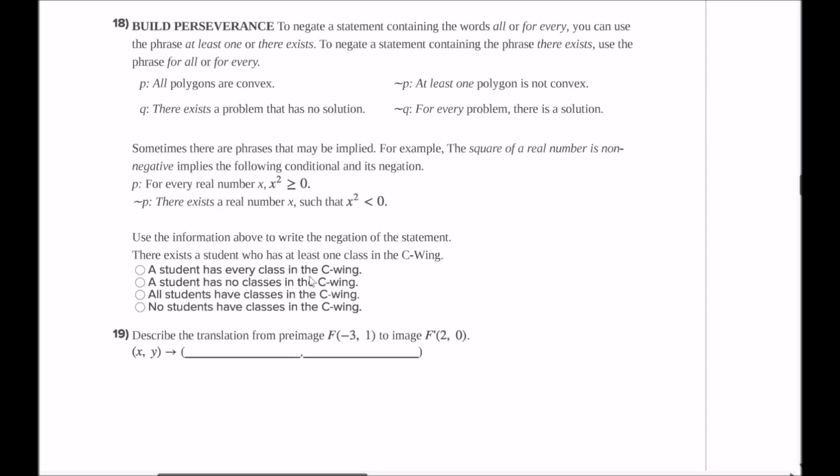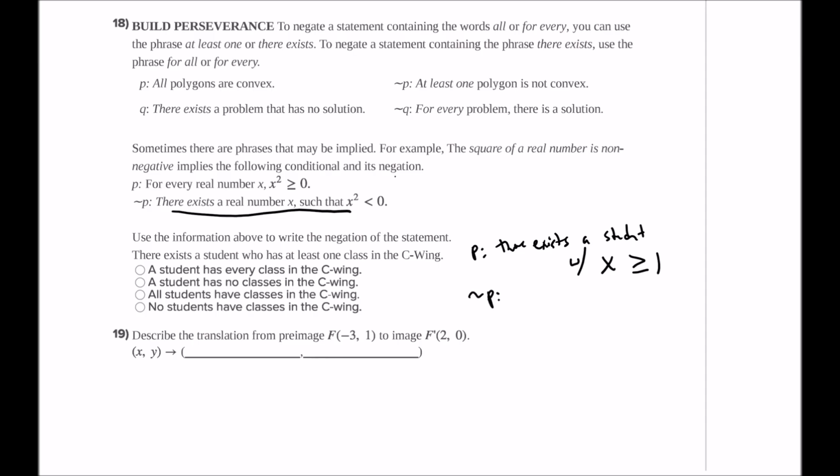There exists a student who has at least one class in the C wing. Okay, so if we wanted to do that, we would probably want to use this information right here: there exists a real number x such that x squared is less than 0. So there exists a student with at least one class. So I'm going to say there exists a student with x greater than or equal to 1. That means they have one class or more.